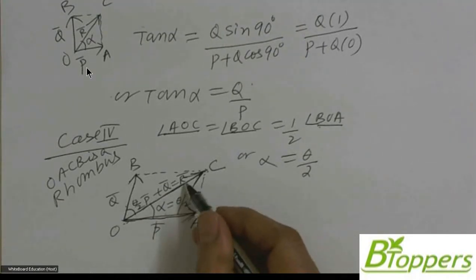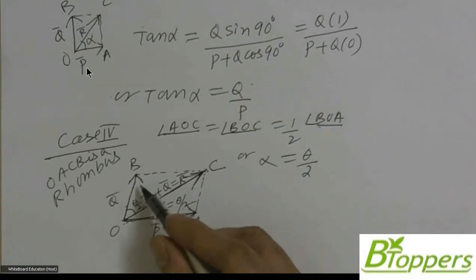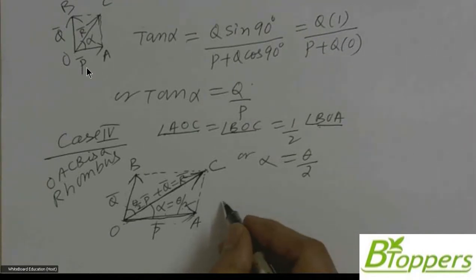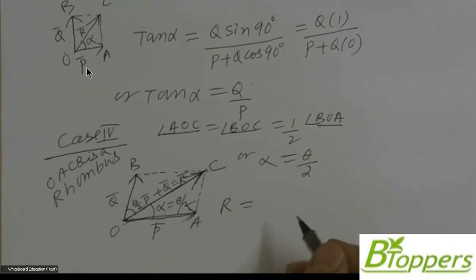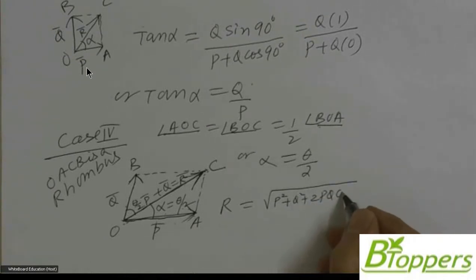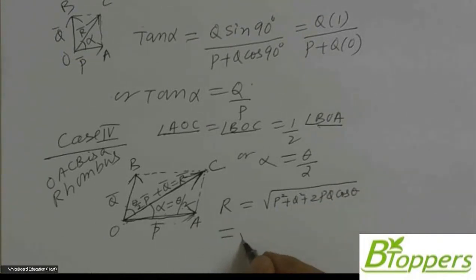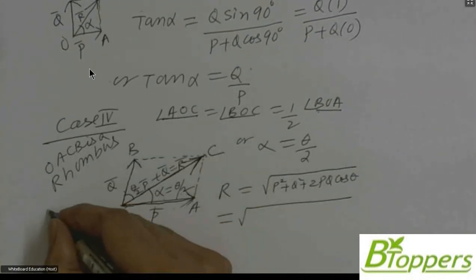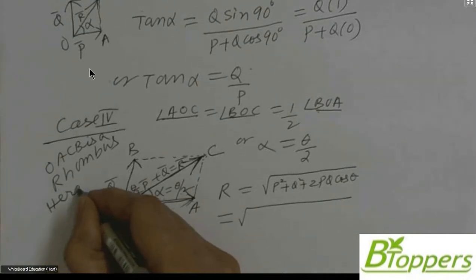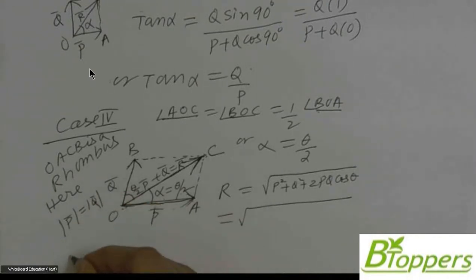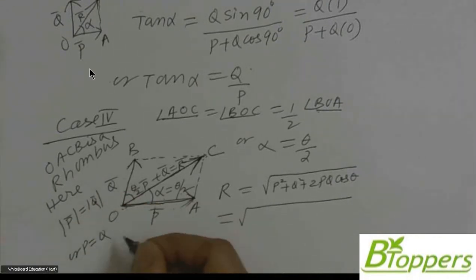So this also means the angle between the resultant and P bar is theta by 2. The angle between the resultant and Q bar is also theta by 2. The magnitude of the resultant is given by root of p square plus q square plus 2pq cos theta. We can substitute here p equal to q. That means in the special case which we are discussing, the magnitude of p bar is same as magnitude of q bar, or you can write p equal to q.